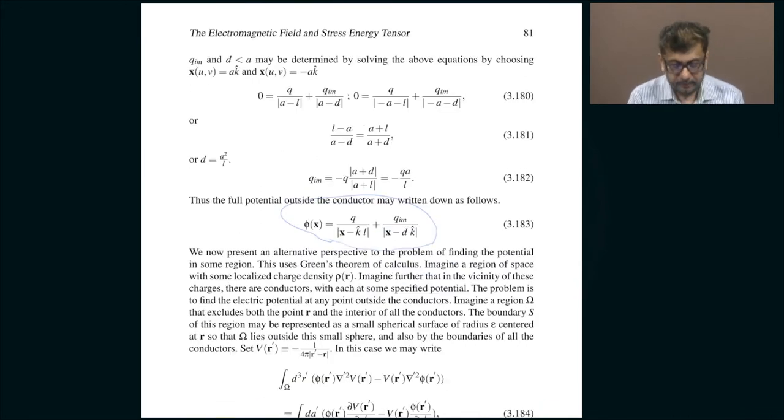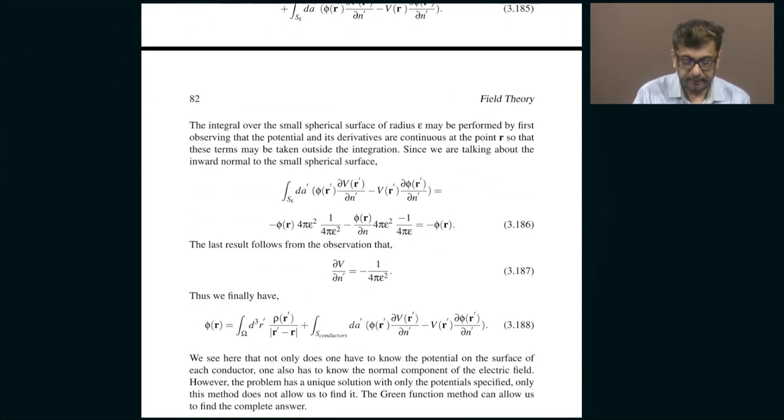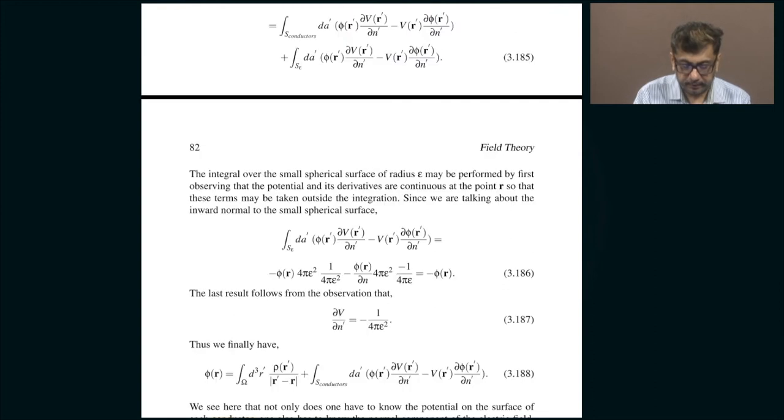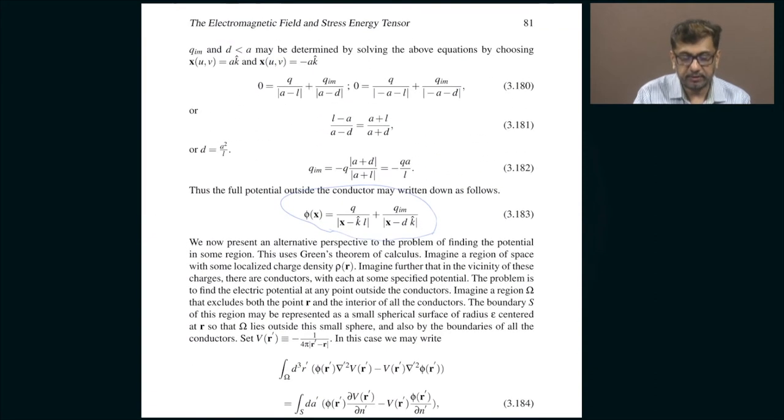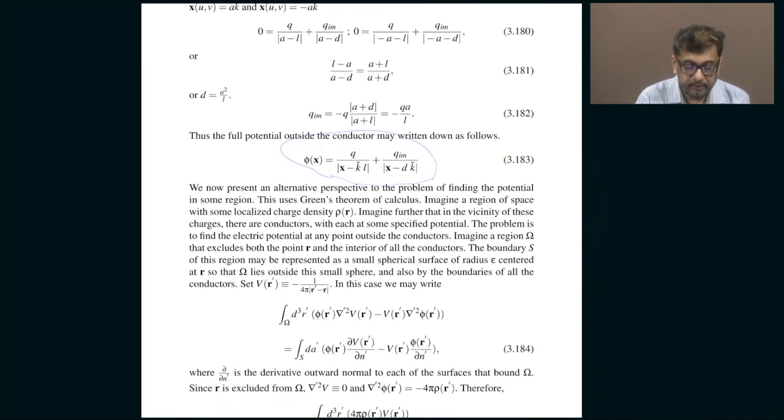Now, what I am going to do is discuss another technique, a more general version of this image method, which basically uses what is called Green's theorem. Green's theorem is going to be a very powerful tool in our analysis. What I am going to discuss now is just the mathematically formal way of describing the image method. The bottom line is that we use this theorem, which is a mathematics theorem.